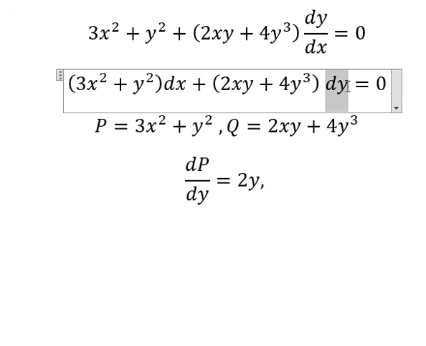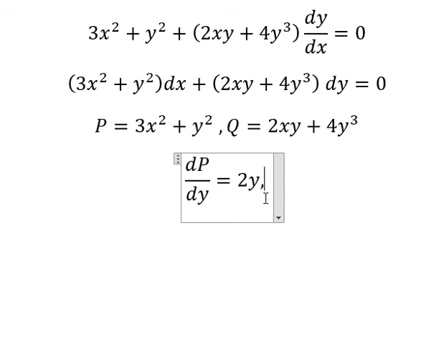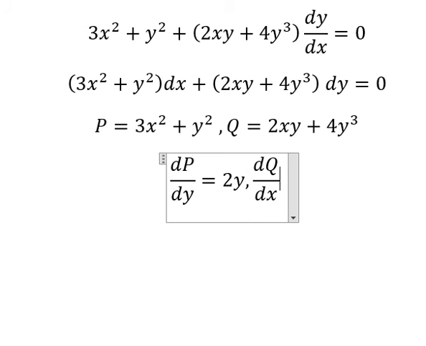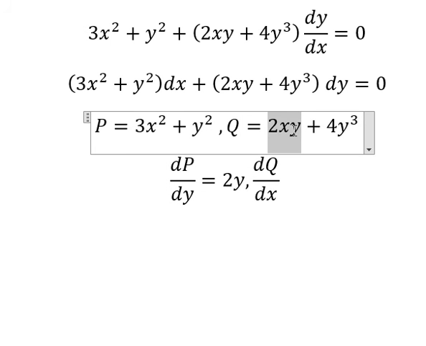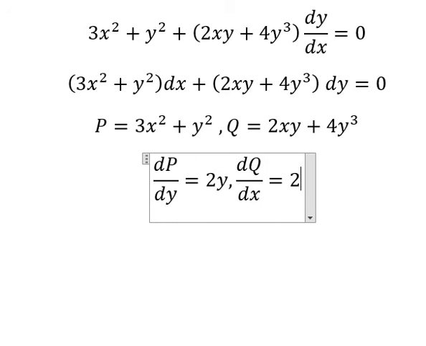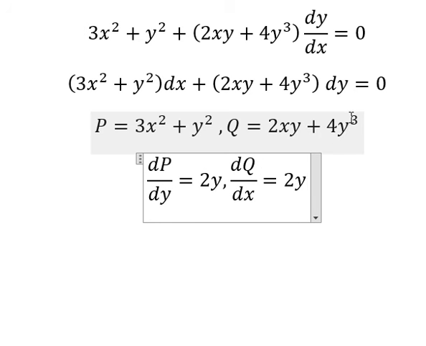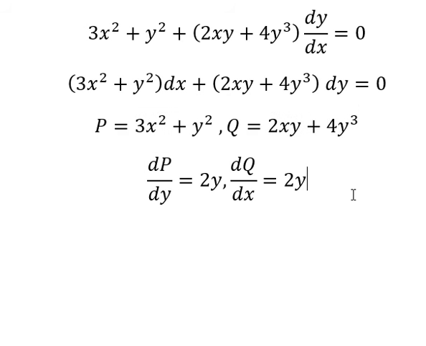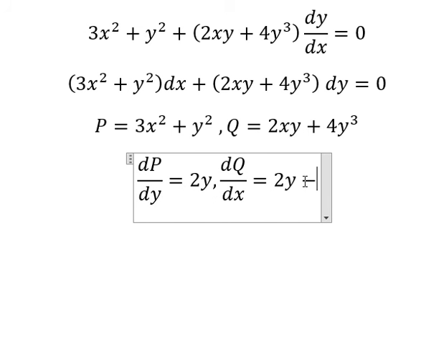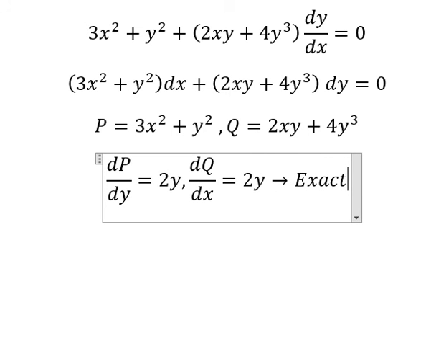Next, we have dy, so we need to first take the derivative of the function q with respect to x. So we just have this one in here. First the derivative of x, you got number 1, so we have 2y. This one we don't have x, you got 0. If we look carefully, we have 2y, so this one equals to this one. So we can say that it is exact.